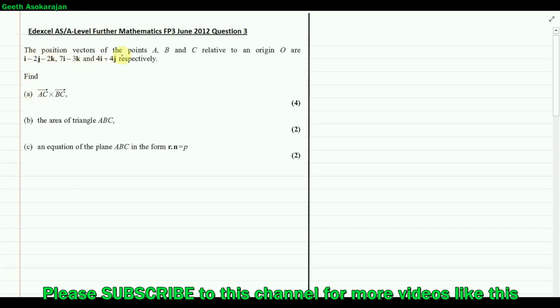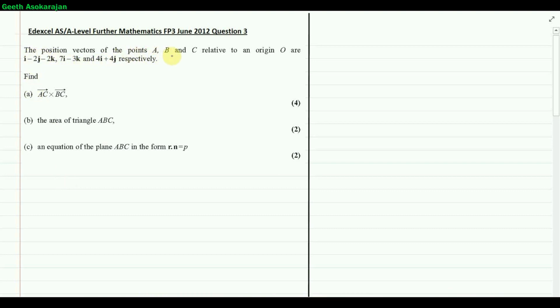The position vectors of the points A, B and C relative to an origin O are i minus 2j minus 2k, 7i minus 3k and 4i plus 4j respectively. Find, and in part a we need to find the vector or the cross product of AC and BC. So let me do that part over here.